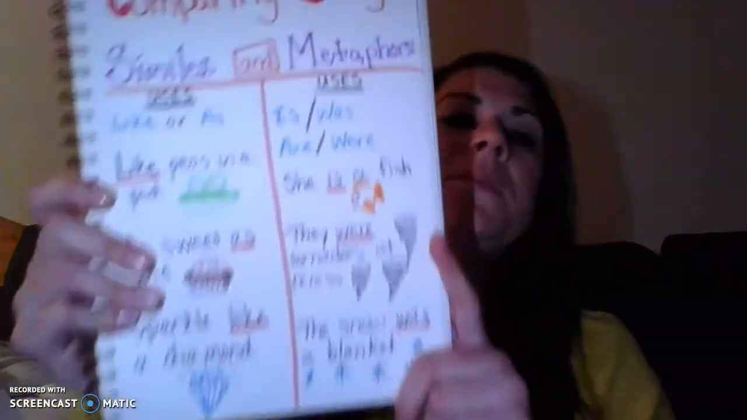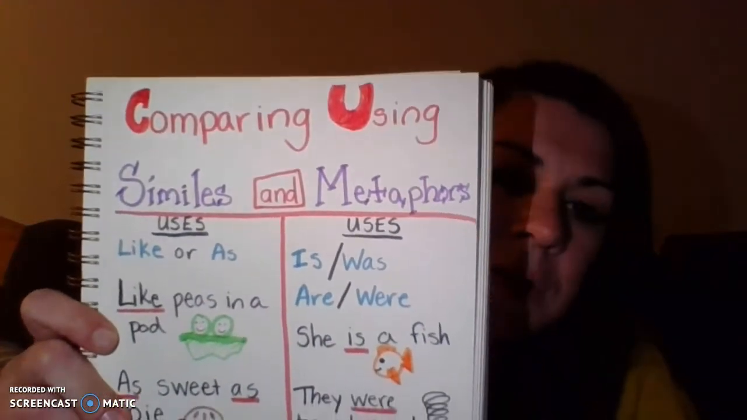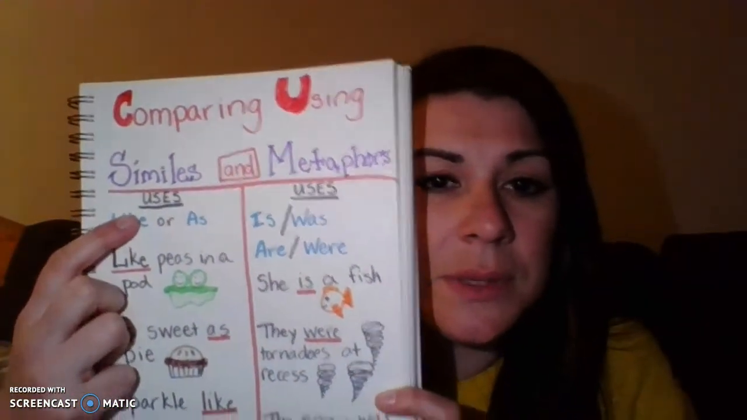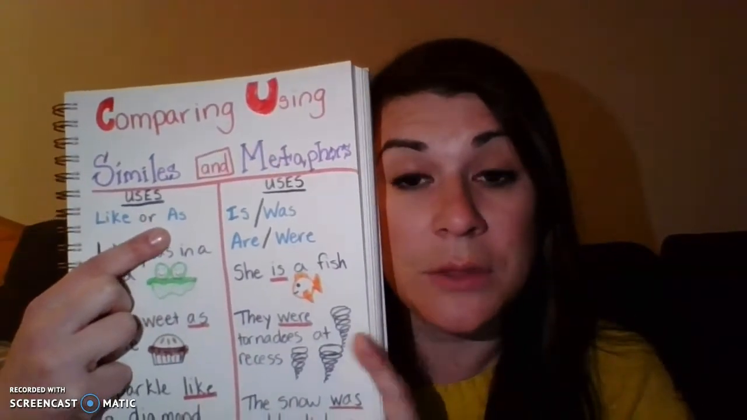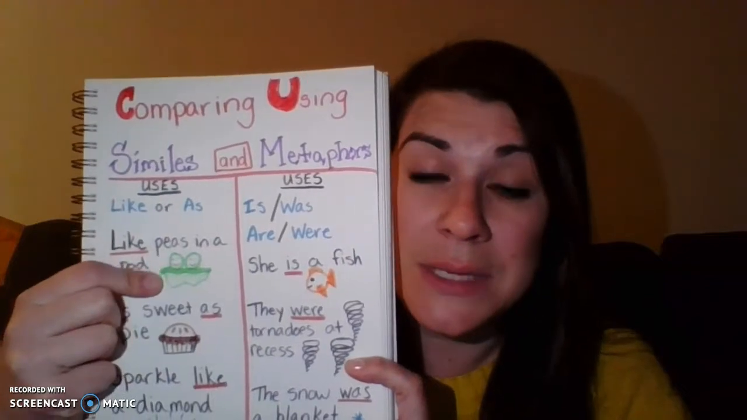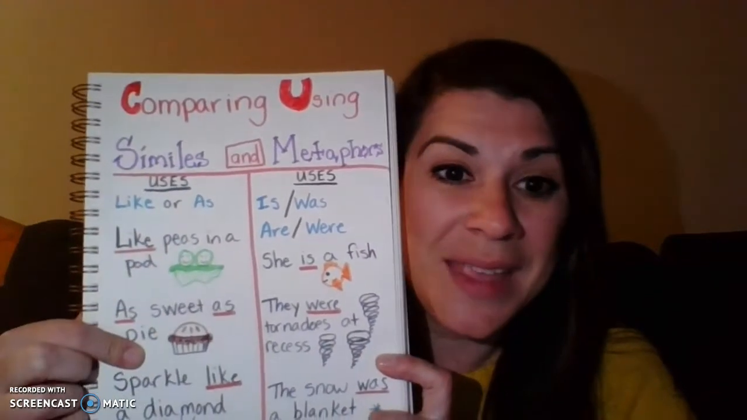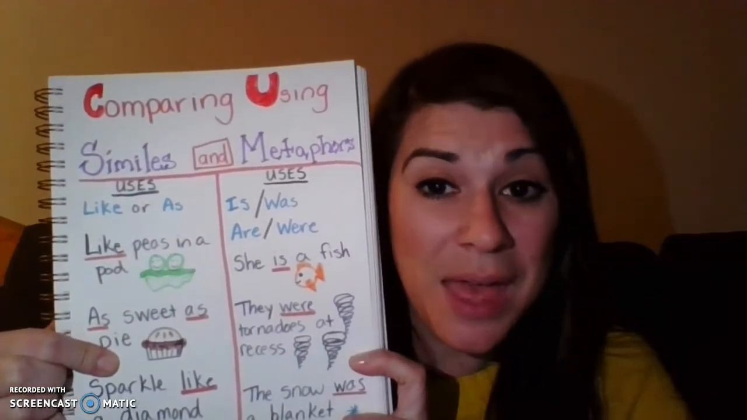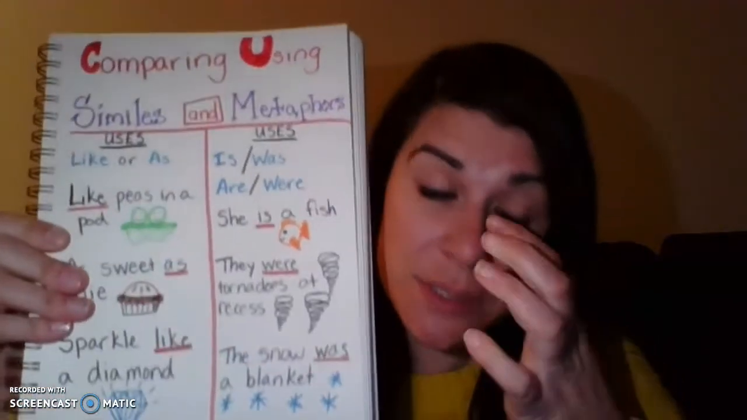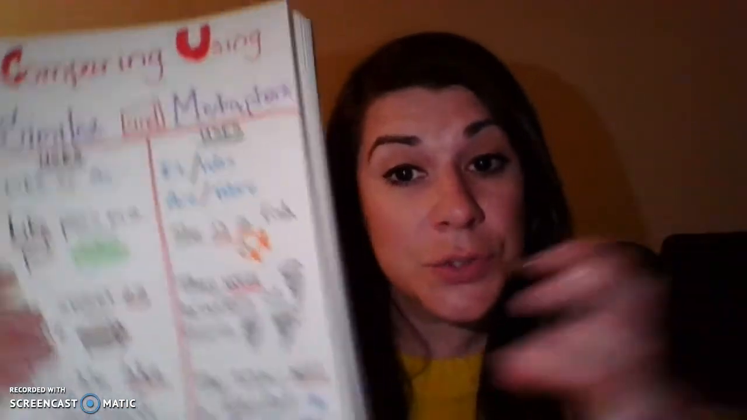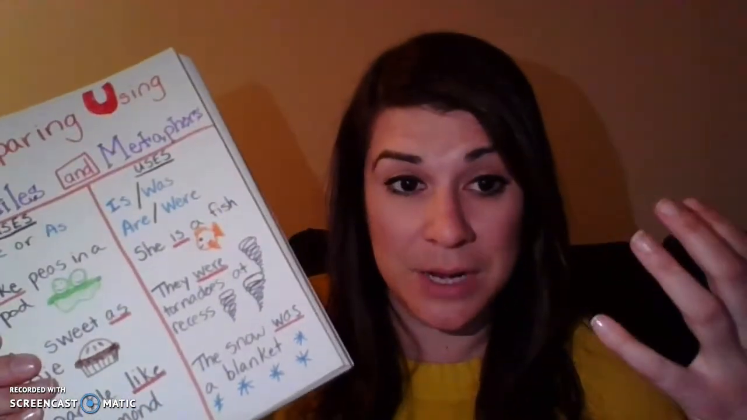Now, I want to go back to what I mentioned before about similes and metaphors. And I made us another anchor chart, and it's comparing using similes and metaphors. Now, a simile will always use either the word like or as to compare something. So, for example, like peas in a pod, as sweet as pie, sparkle like a diamond. So a simile, again, uses like or as to compare two different things, right?